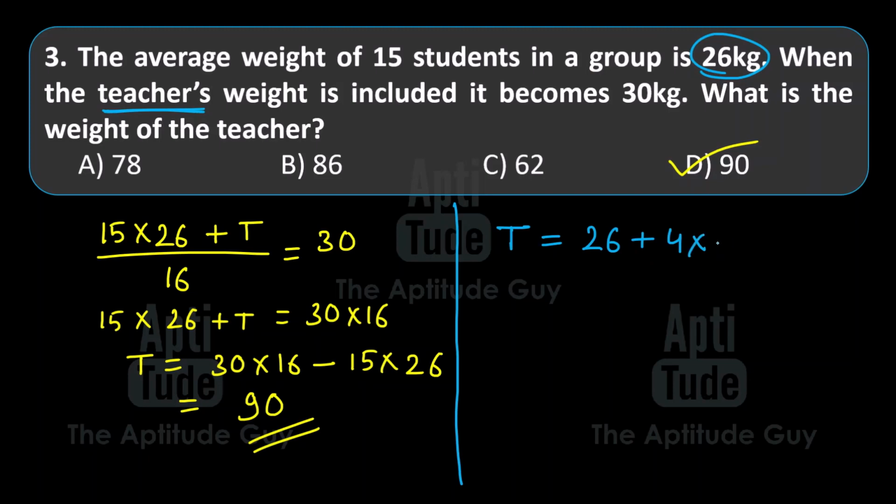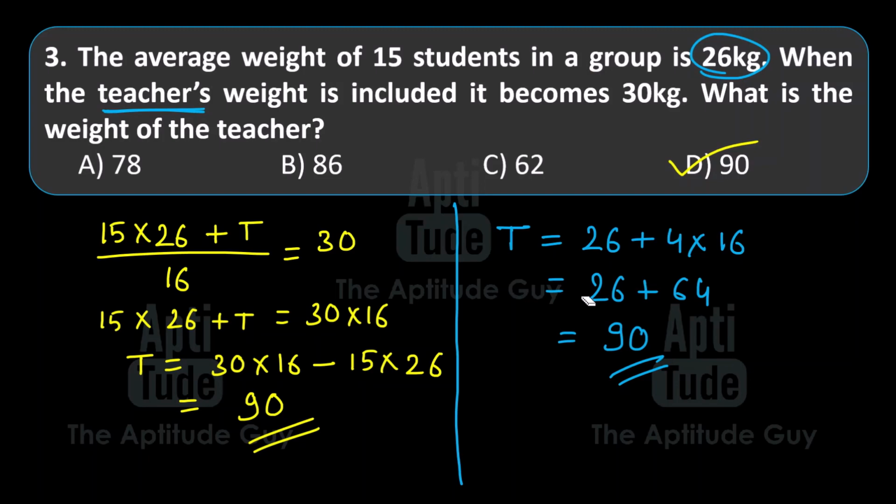And how many people are there now? We have 16 people, including the teacher always. Okay, and this is a much easier calculation than this, of course. So we have 26 plus 4 into 16, 64. The answer is 90. So you can either follow this method, the equation method, or this method.